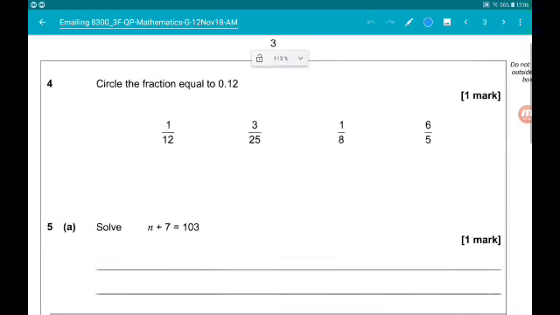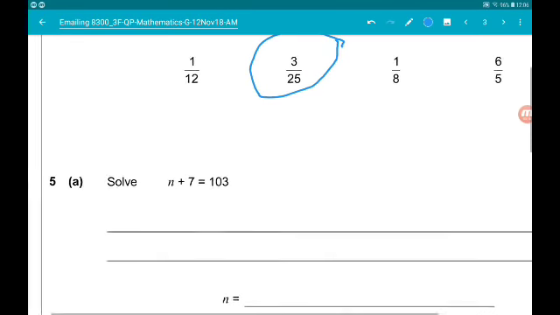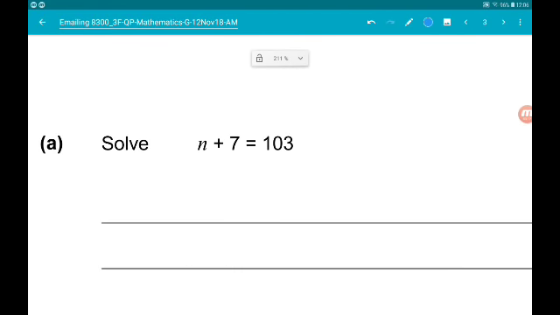Okay, question 4. Circle the fraction equal to 0.12. So, put 0.12 into your calculator, press equals, and it should turn it into a fraction. And you should get 3 over 25.